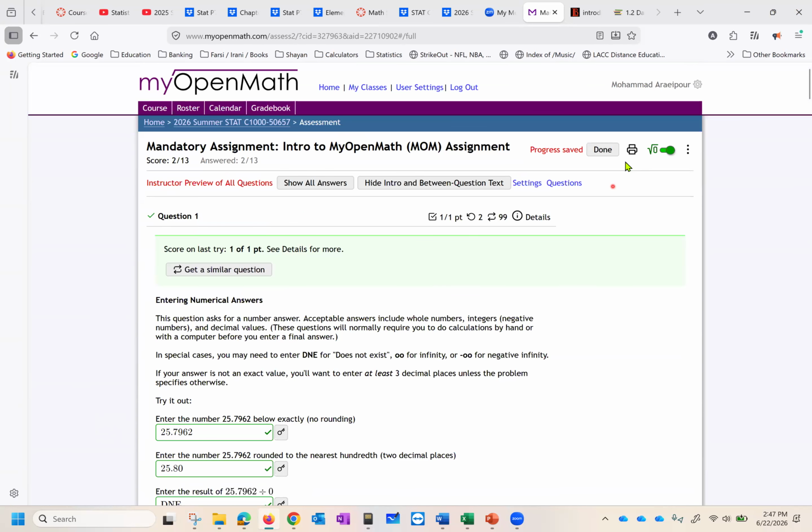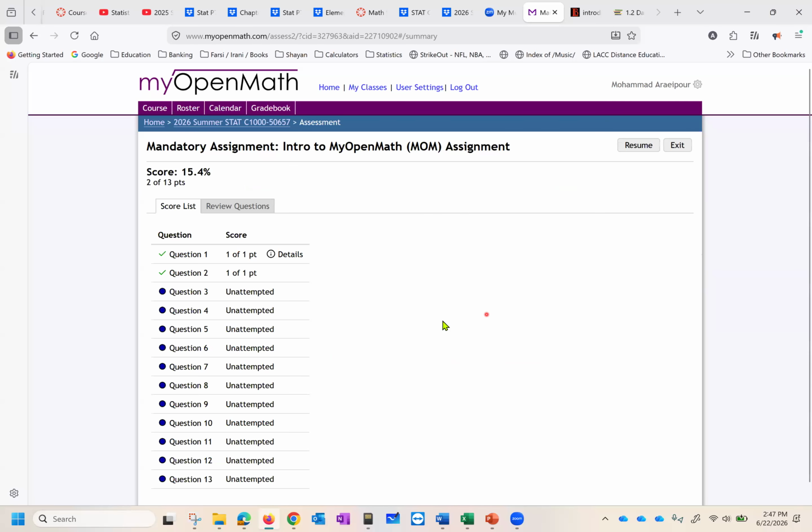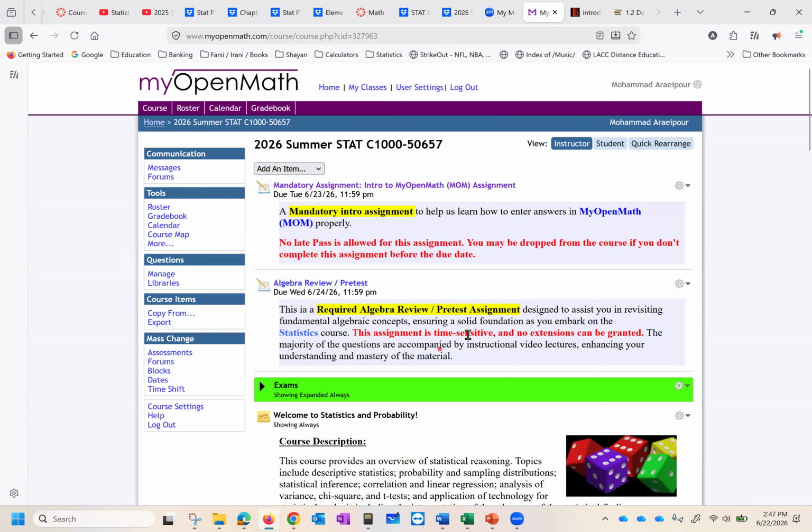Right now, if I click on done here, notice the first couple of questions have a check mark, meaning I got my grade so far. If the time expires, the due date comes up, I still get those two under my belt. So if I come back before the due date, I can resume. So for now, I'm going to exit.